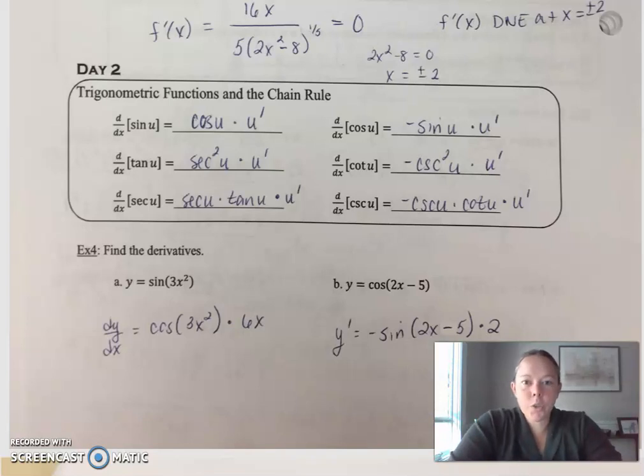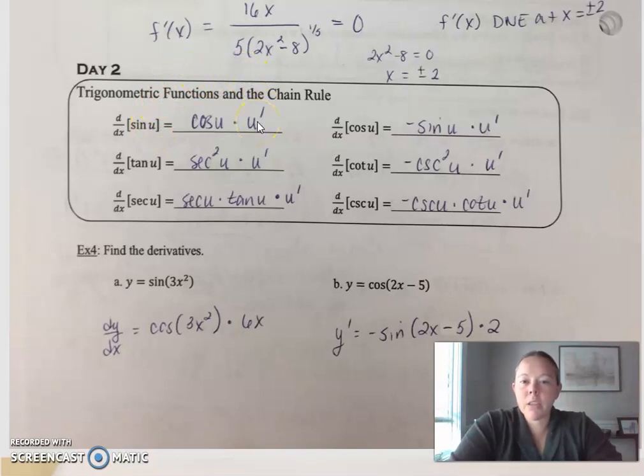Hello, this is section 2.4, day 2, and we're going to continue discussing the chain rule. There are some really important rules in this second part of the lesson, and many of them you're just going to have to memorize. The nice thing is, in this first box, you know all of these. We're just saying if there's something other than just x in the angle position, then you'll have to multiply by the derivative of the inside.